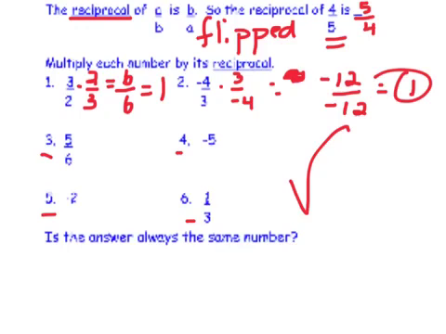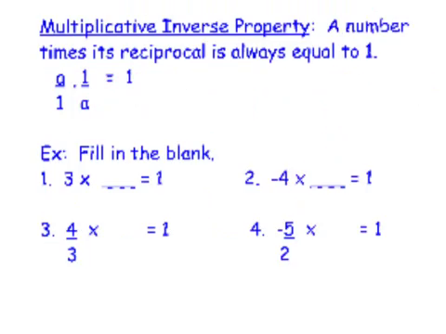Jazz hands. Okay. Is the answer always the same number? I want you guys to make sure you fill that in as well. Okay, so that fancy little property that we just did is called the multiplicative inverse property. A number times its reciprocal is always equal to 1. So A over 1 times 1 over A equals 1.